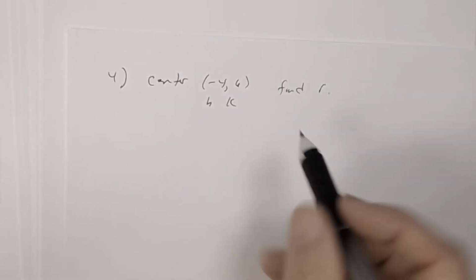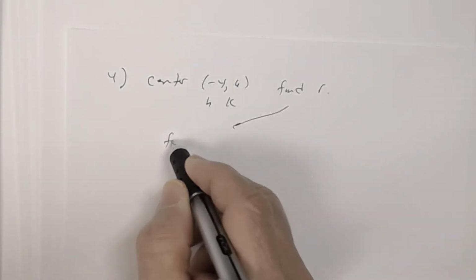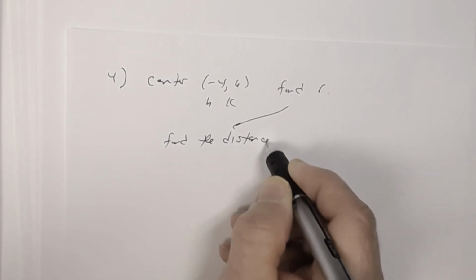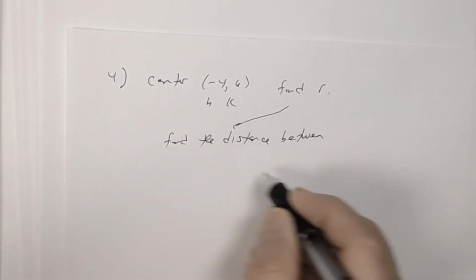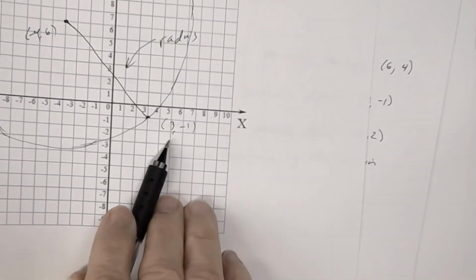Okay, so now to find the radius, we're going to find the distance between the center and the point on the circle.